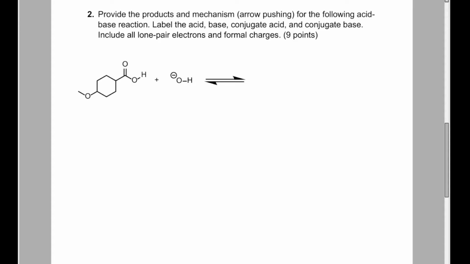In this case, it's pretty easy because if we remember, bases usually are neutral or negative charge, and acids usually have a neutral or positive charge. In this case, this OH would be the base because it's more negative than this neutral molecule here, which would be the acid. And now I guess we could draw in the lone pairs and remember the octet rule.